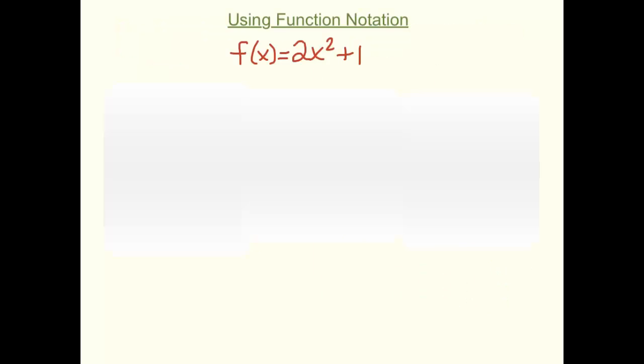We're going to be talking about functions all year, so let me introduce the notation that we use for functions. So I've given you an example of an equation written using function notation.